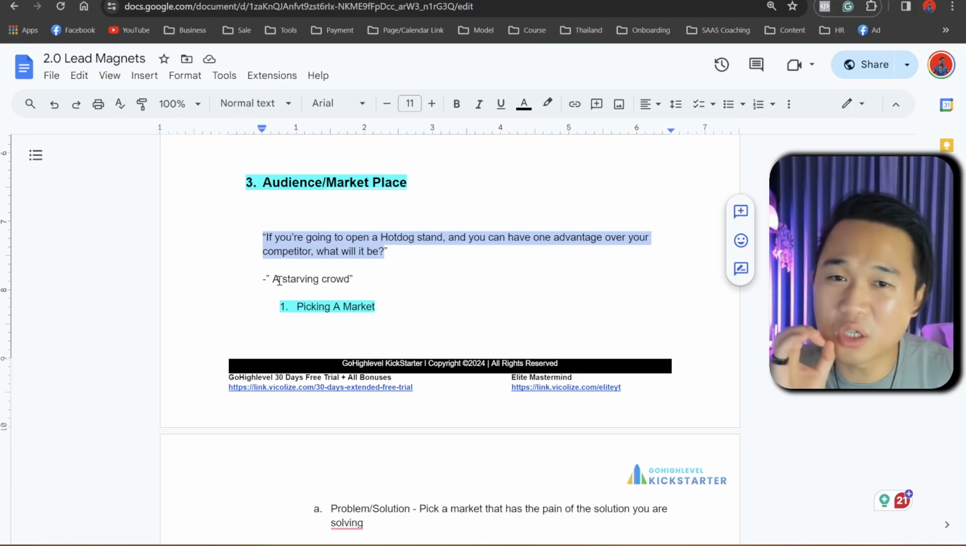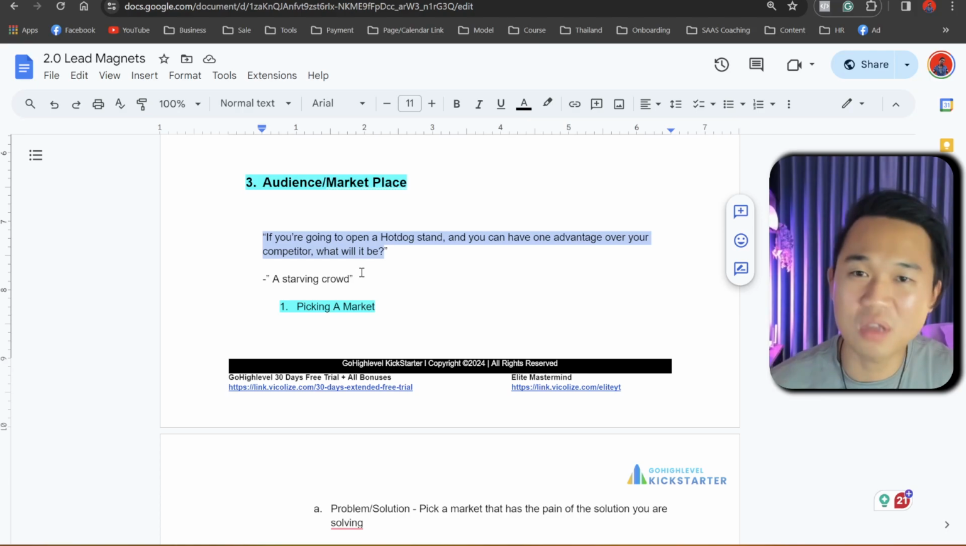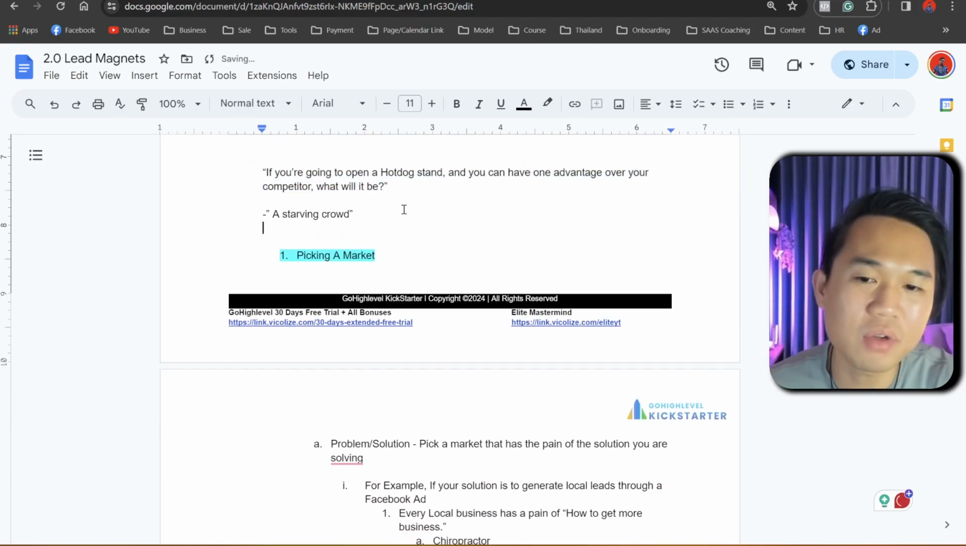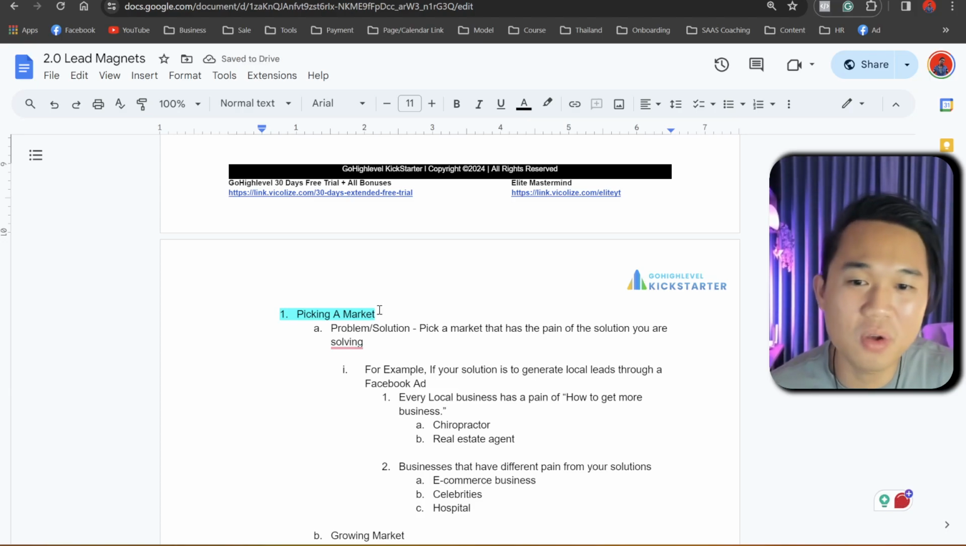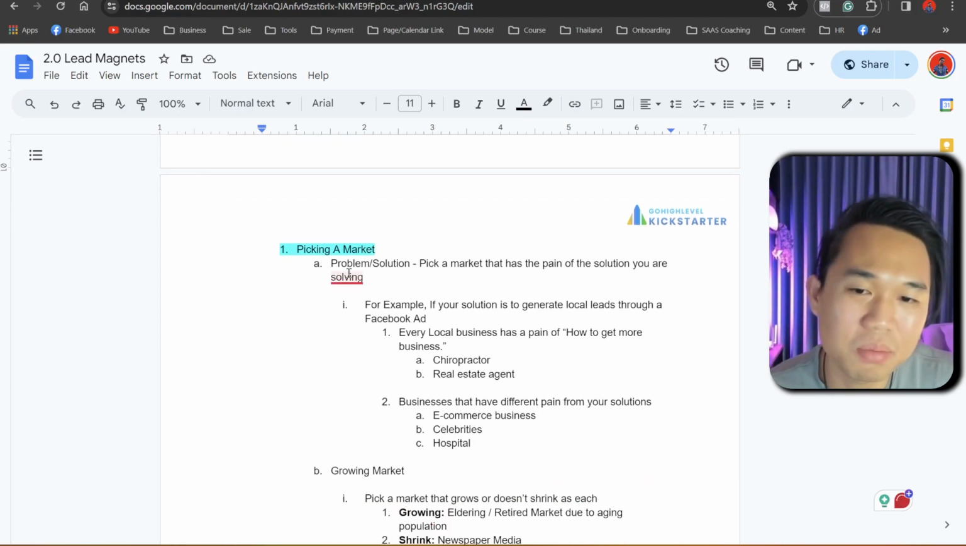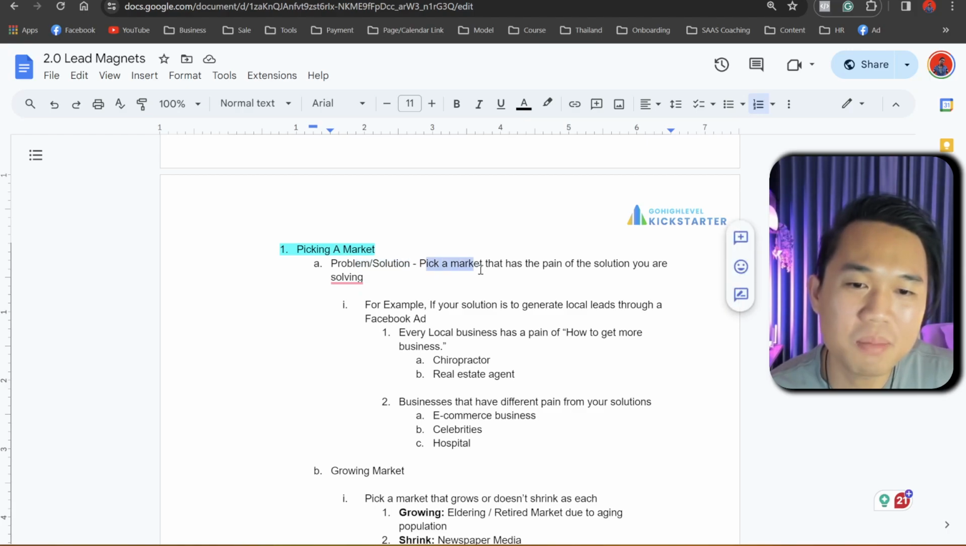You can sell a very shitty tasting hot dog to a starving crowd. It is just what it is. So having the best lead magnet out there, selling it to a poor, broke market, is not gonna do you any good, guys. So the step of picking a marketplace, right? Problem solution. Pick a marketplace that has the pain your solution is solving.